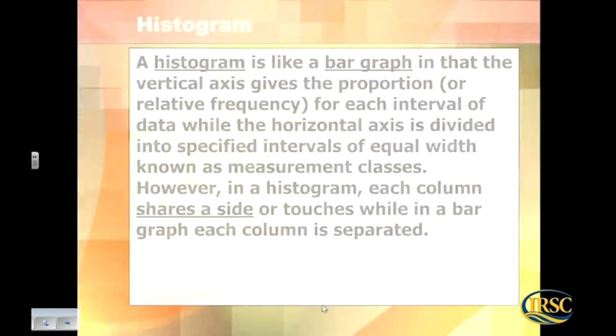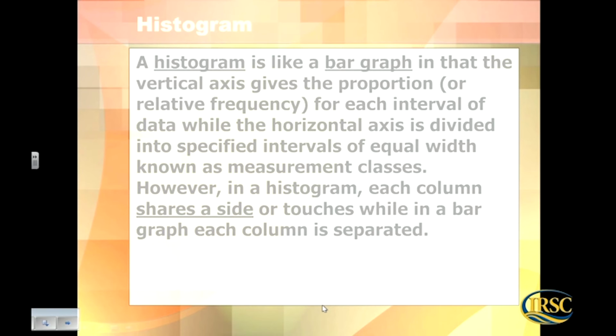The next one would be a histogram. A histogram is sort of like a bar graph. You guys have seen bar graphs in your homework assignments before. But in a histogram, all of the bars are squeezed together. They're all touching. That's the difference between a bar graph and a histogram. And the height would be that frequency that you're looking at.